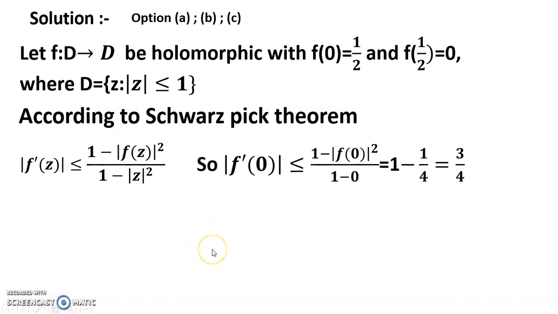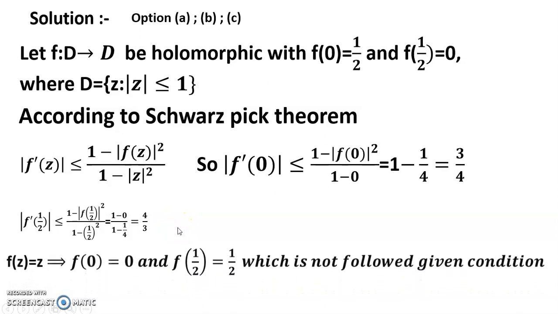So friends, |f'(0)| ≤ (1 − |f(0)|²) divided by (1 − 0), which is 1 − 1/4, because f(0) is equal to 1/2. So (1/2) squared is 1/4, and this is equal to 3/4. And |f'(1/2)| ≤ (1 − |f(1/2)|²) divided by (1 − (1/2)²), which is (1 − 0) divided by (1 − 1/4), and this is equal to 4/3. So friends, I hope that options A and B are correct.